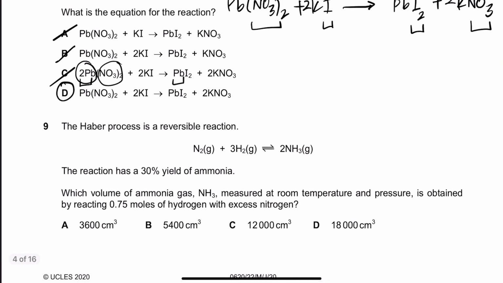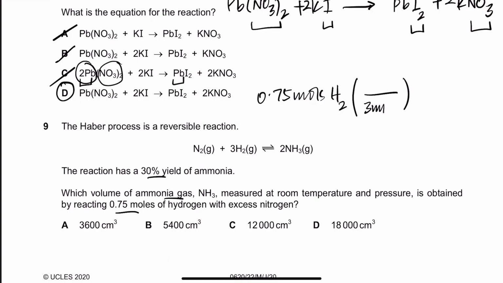Then it says the Haber process is developed. The reaction has 30% yield for ammonia. Which volume of ammonia gas measured at room temperature and pressure is obtained when reacting 0.75 moles of hydrogen with excess nitrogen? So it's saying you have 0.75 moles of hydrogen, and it wants you to calculate the volume of ammonia gas. So how do you calculate this? I have to go to ammonia gas and use my stoichiometric equation to cancel out the units until I reach my desired unit.